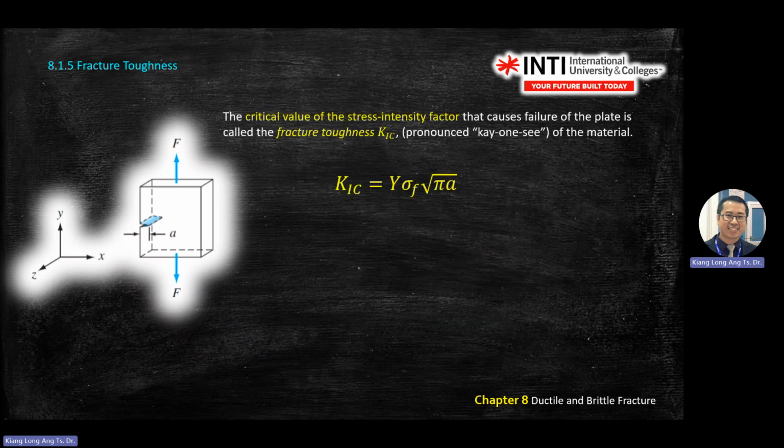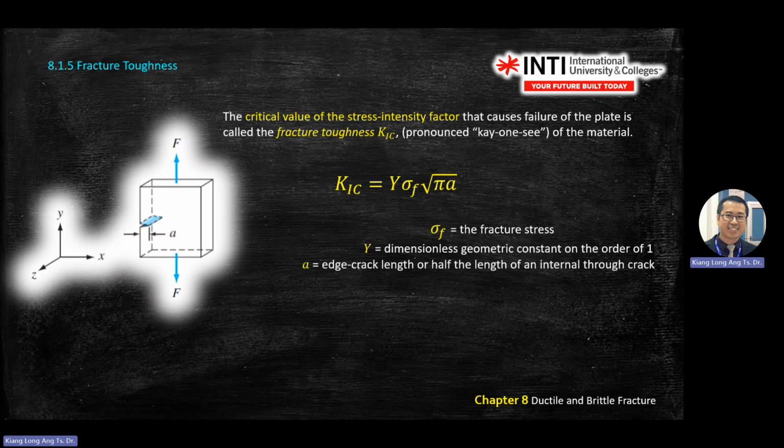But for KIC, you are using the failure stress or fracture stress: Y sigma F square root of pi A. So this one is the failure stress. How do you find the failure stress? In your test one, you already know, you were asked to plot the failure stress, this point. Okay, so don't use the wrong value.